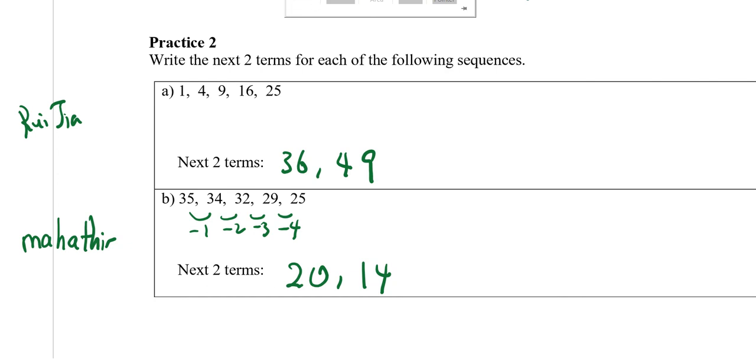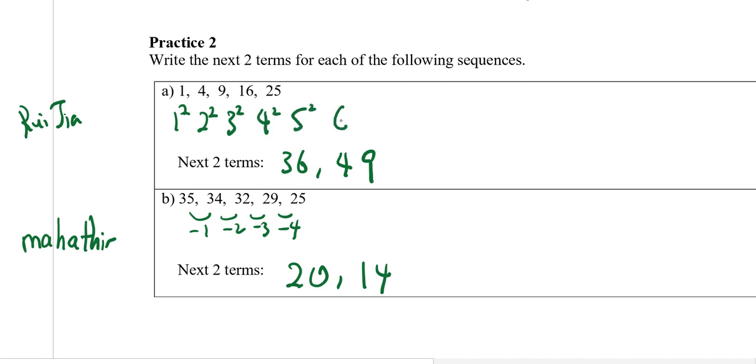So you realize this is 1 square, 2 square, 3 square, 4 square, 5 square, 6 square, and 7 square. All the squares to give you, right? Okay, so next one.